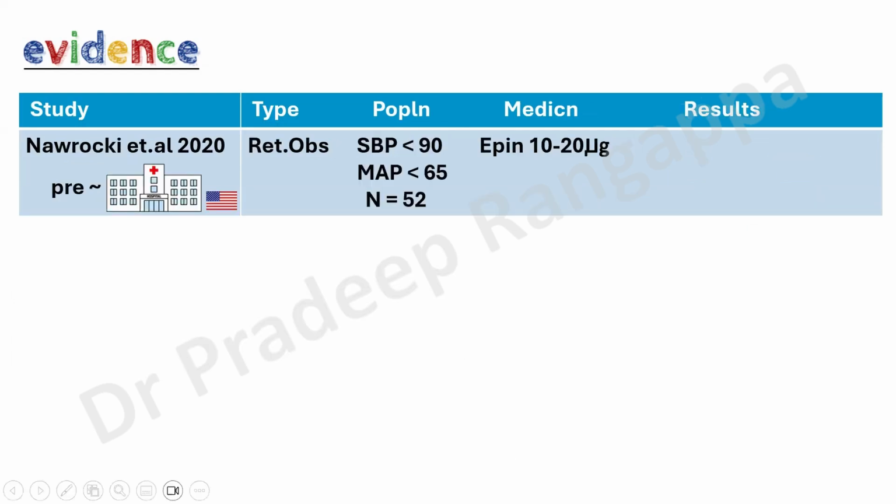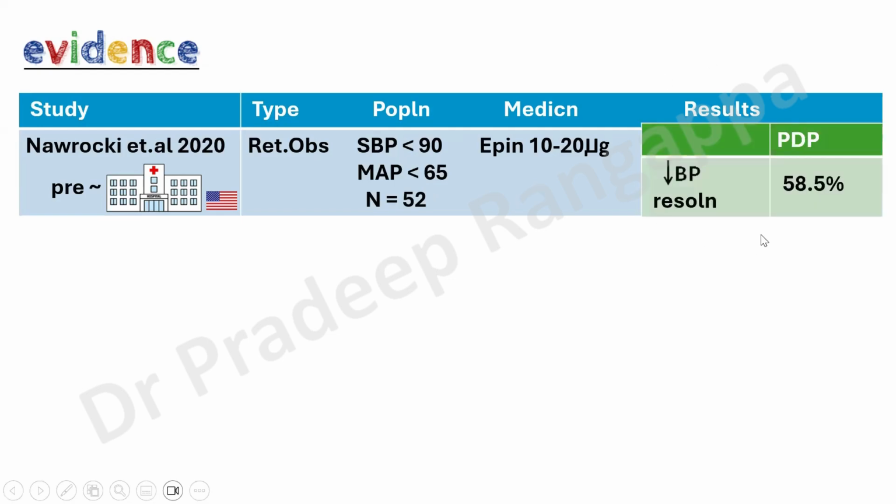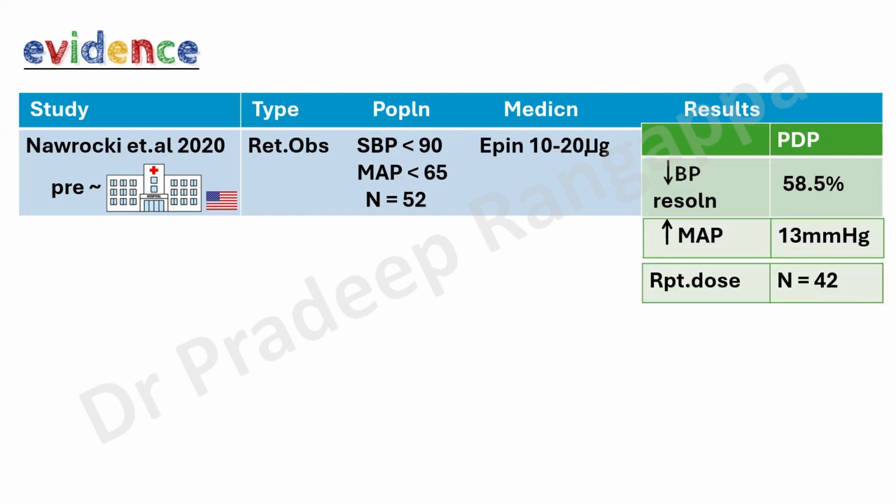So this was another study again from US where they used pre-hospital retrospective observational study where they took patients with systolic blood pressure less than 90, MAP less than 65, around 52 patients. Here they used epinephrine, 10 to 20 microgram, and hypotension resolution happened in more than half of the patients with push dose vasopressors, PDPs, push dose pressors, and MAP improved by 13 millimeter mercury, and repeat dose was needed in 42 patients. So basically, all the studies tell you that one dose may not be enough. You need to have repetitive dose.